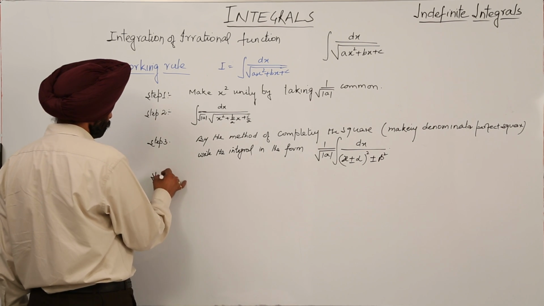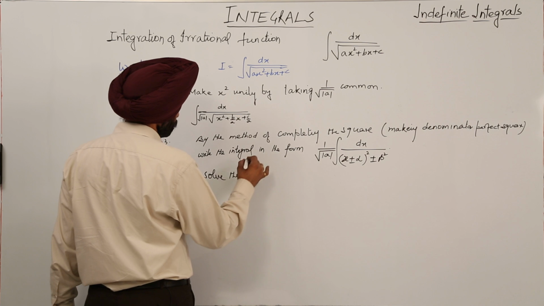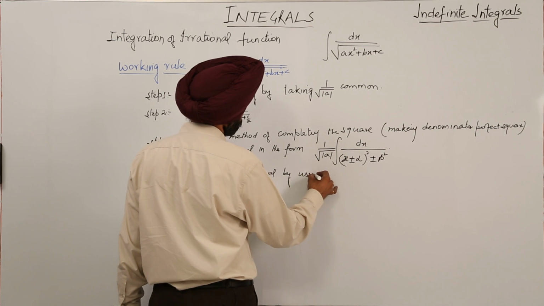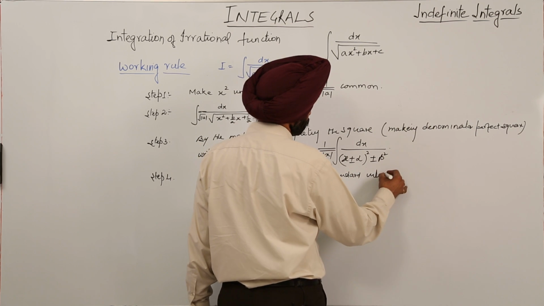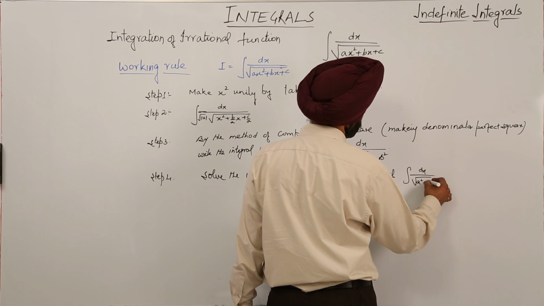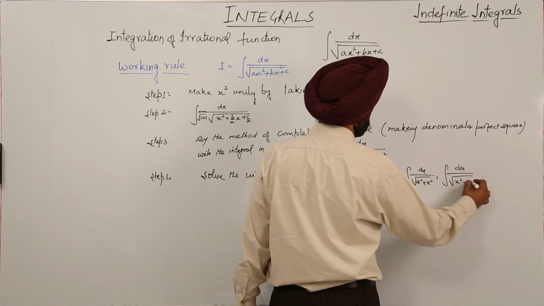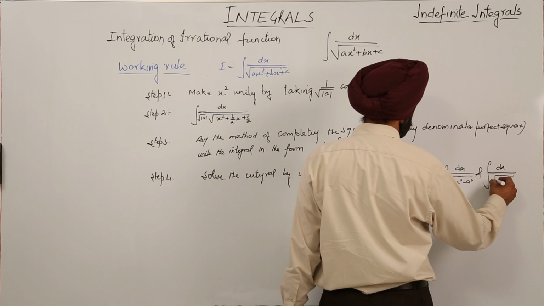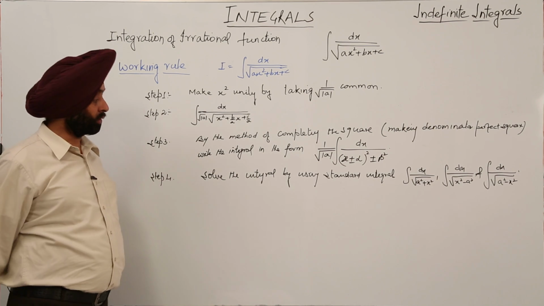Step number 4. By using standard integrals, integration of dx upon under the root a square plus x square, integration of dx upon square root of x square minus a square, and integration of dx upon square root of a square minus x square. Okay, so for this part we are going for these 4 steps.